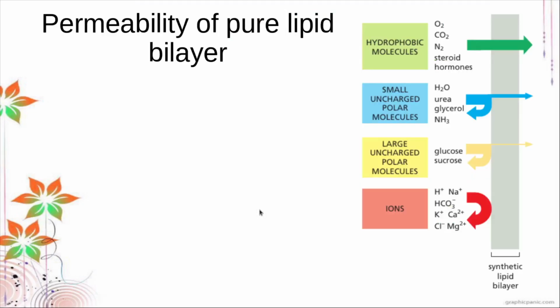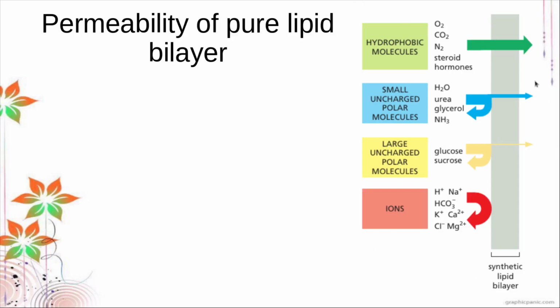Now, as a review from the previous part, we have the lipid bilayer. The lipid bilayer is made up of phospholipids, so you have polar heads and nonpolar tails. The nonpolar tails, because they are hydrophobic, tend to be situated on the interior of the bilayer. And because they are nonpolar, polar and charged particles cannot pass through them.